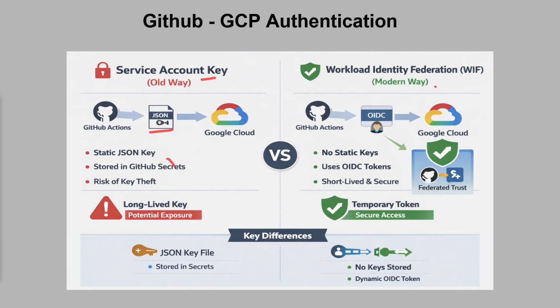On the right side, we have the modern approach, Workload Identity Federation, or WIF. With WIF, there are no stored keys. Instead, GitHub Actions uses OIDC to request a temporary token. Google Cloud then verifies it and gives short-lived access. So the key difference is simple. A service account key uses a static key, while WIF uses dynamic short-lived tokens. This is why WIF is more secure and recommended for real-world production systems.